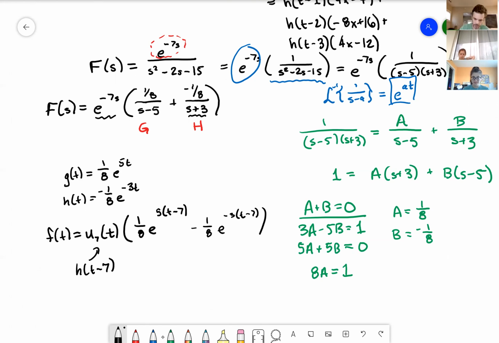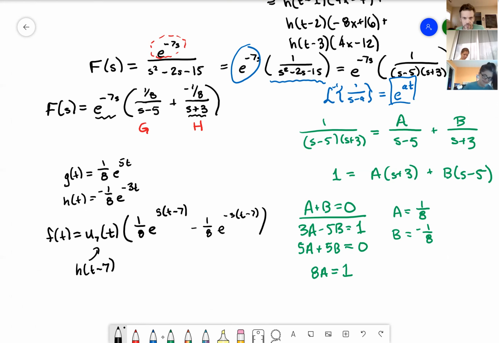1/8 times exponential 5 times t minus 7, minus 1/8 exponential negative 3 times t minus 7, matching parentheses. Correct, first try. Makes you feel good.